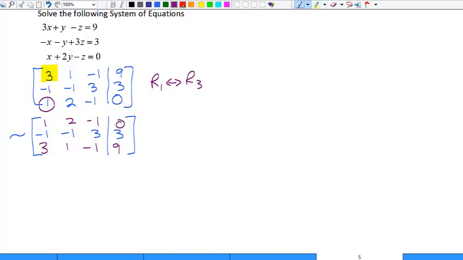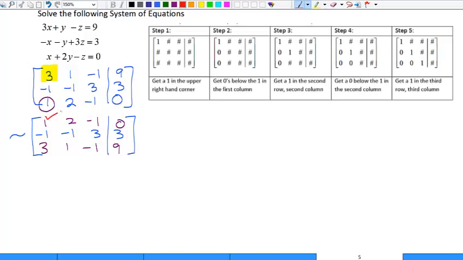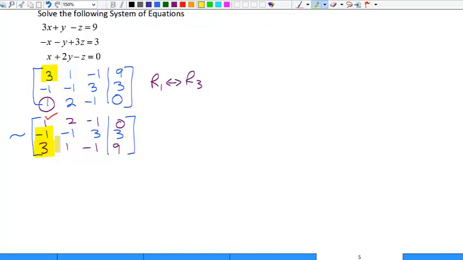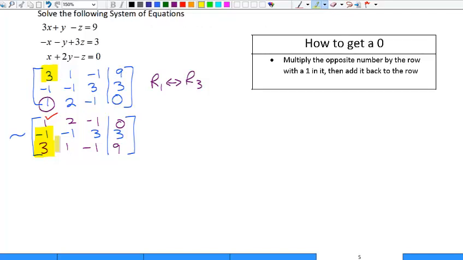So let's do a little progress report. Do I have the 1 where I want it? Check. Do I have zeros below it? Well, no, so that must be my next step, to get zeros below it. So what is the rule to get a 0? In order to get a 0, I have to take the opposite sign. So let's focus on the negative 1 first. What is the opposite of negative 1? Well, positive 1, times the row with a 1 in it. What's the row with a 1 in it? Well, the first row. Add it back to row 2 and put it into row 2.